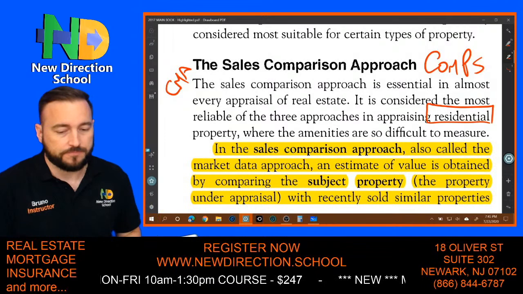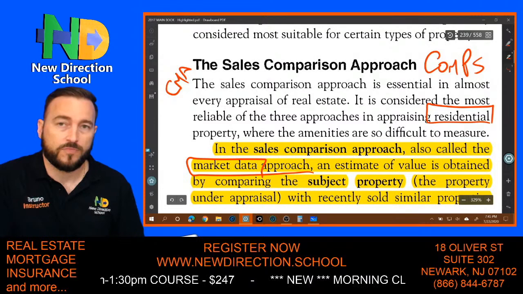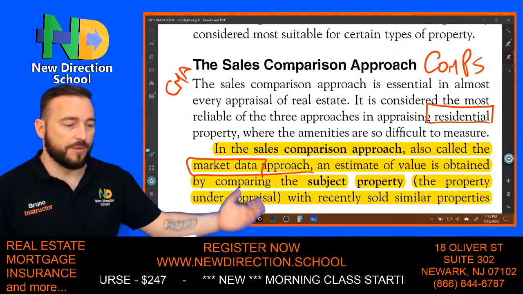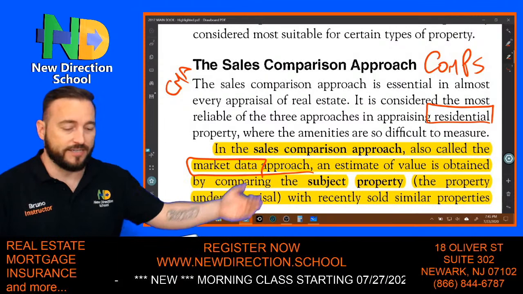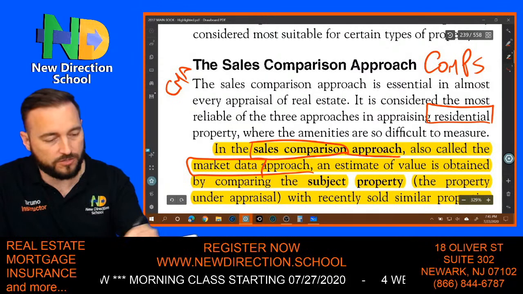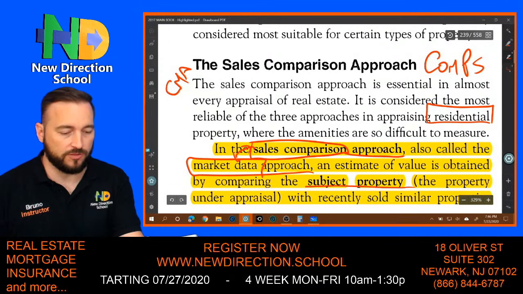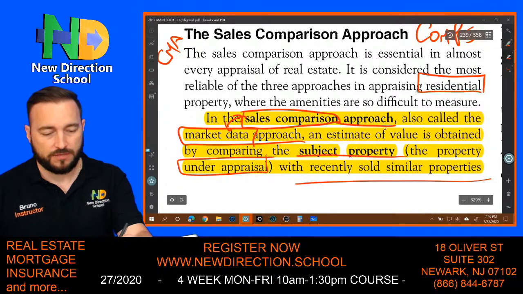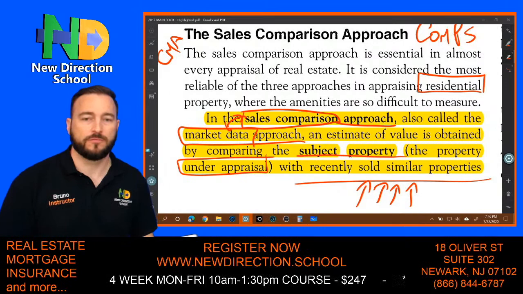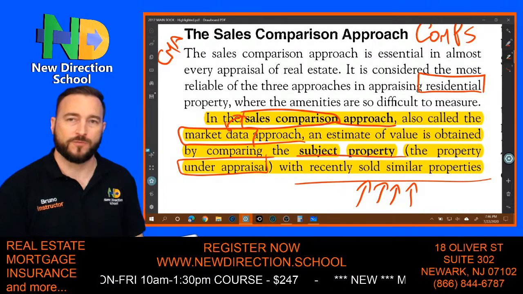Now, a sales comparison approach could also be called market data approach. Why? Because it's based on what the market is doing. We're going to see how many properties sold and how much they sold for, if they're similar, if they're not. So it's based on market data. Okay, so sales comparison approach, also known as market data. Now, this is where we do an estimate of value by comparing the subject property, which is the one under appraisal, with recently sold similar properties. Recently sold similar properties, okay? So sales comparison approach or market data approach is where we're looking at other properties that are alike and they sold recently.